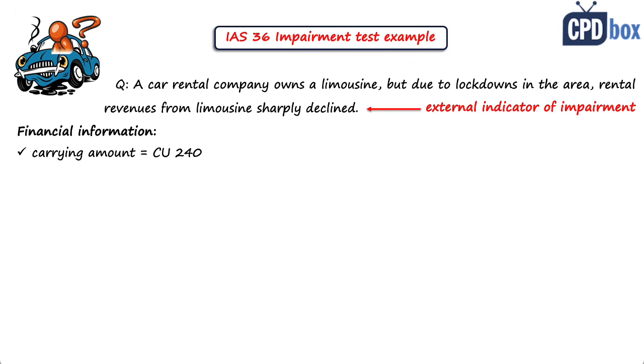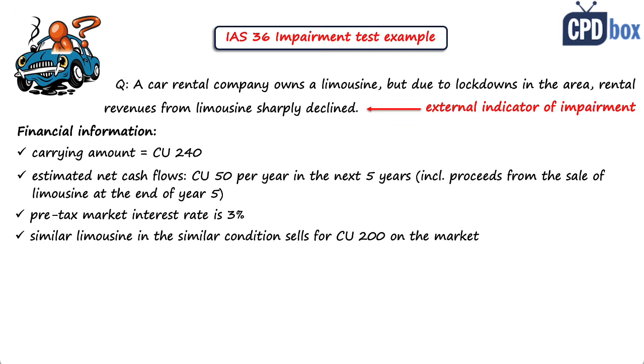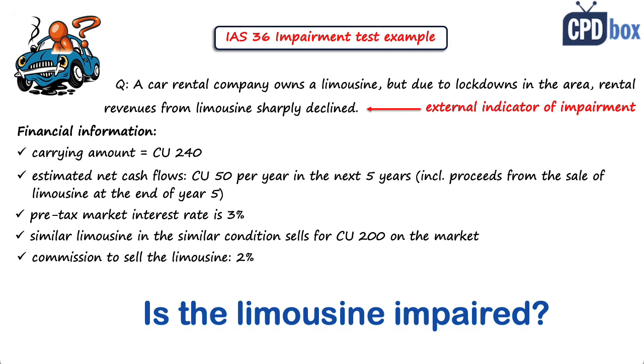Carrying amount was 240 currency units. Estimated net cash flows are 50 currency units per year in the next 5 years, including proceeds from the sale of the limousine at the end of year 5. Pre-tax market interest rate is 3%, and a similar limousine in similar conditions sells for 200 currency units on the market, and the commission to sell the limousine is 2%. Now the question is, is the limousine impaired?